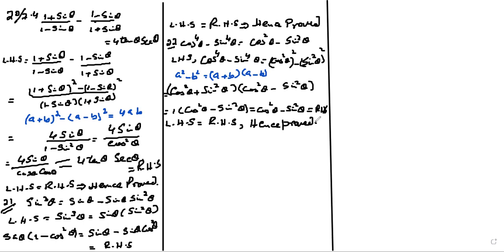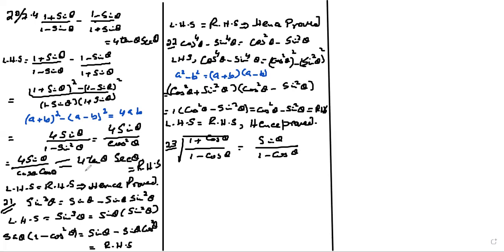Now comes question number 23. This is question number 23, exercise same 7.4. Square root of (1 plus cosine theta) over (1 minus cosine theta) equals sine theta over 1 minus cosine theta.